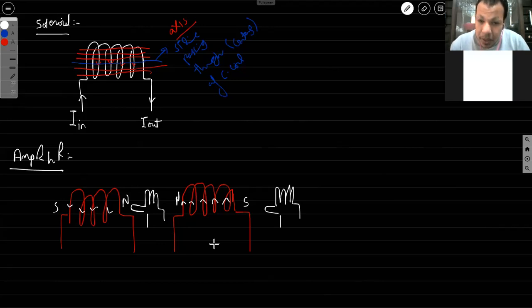It will be inside. Great. So we treat it as a magnet, and the magnetic field inside is directed from what to what? North to south. No, south to north. So here, the field lines will be directed from south to north. So the field lines will be directed like that.